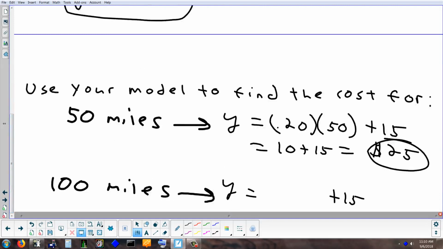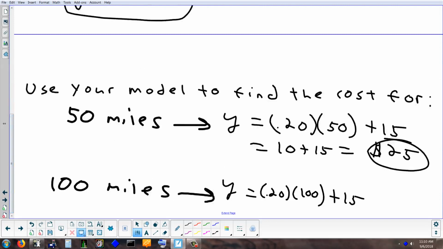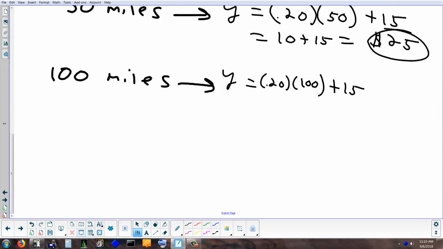Now we're going to plug in 0.20 times 100. Okay, 0.20 times 100 gives me 20, plus 15 gives me a cost of 35. Any questions on that?